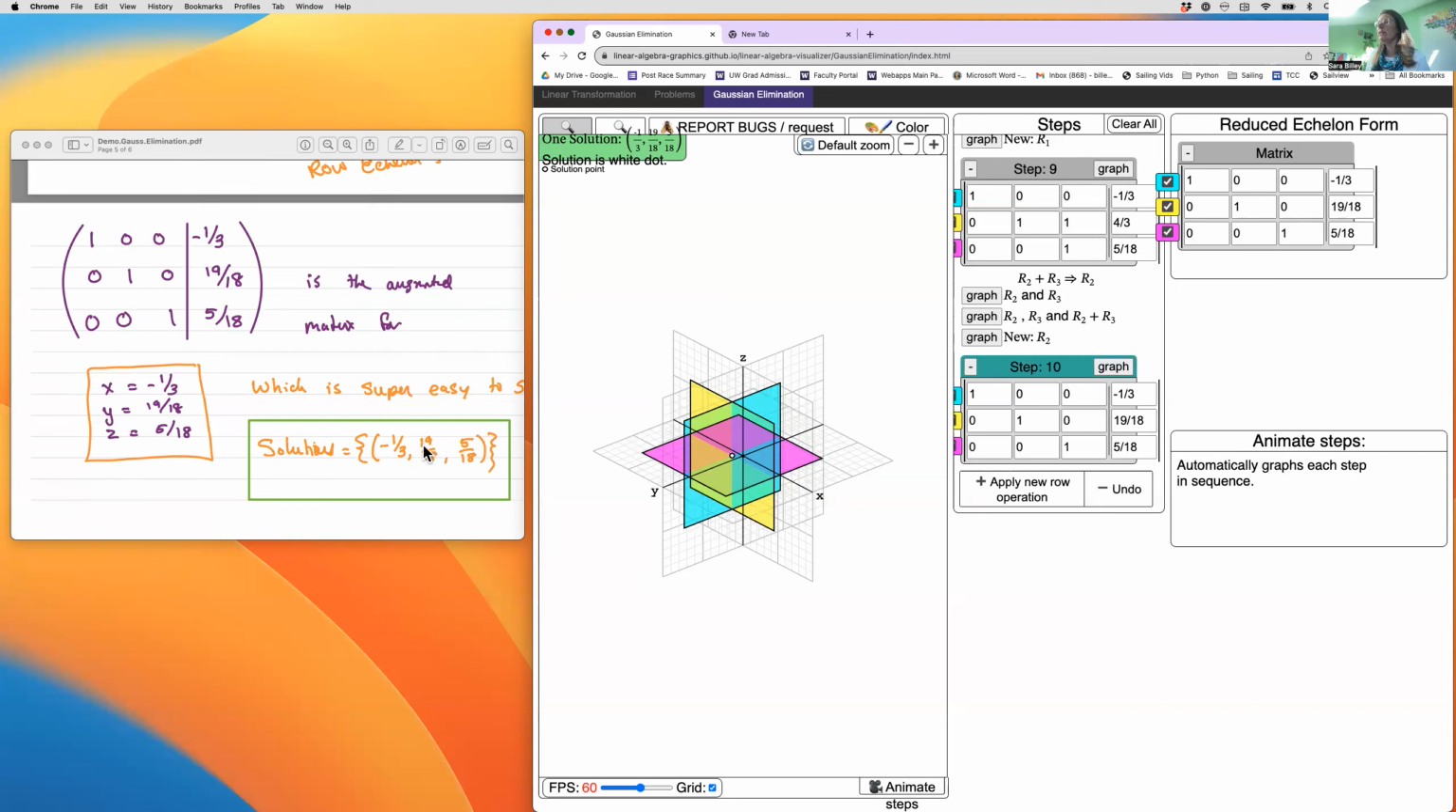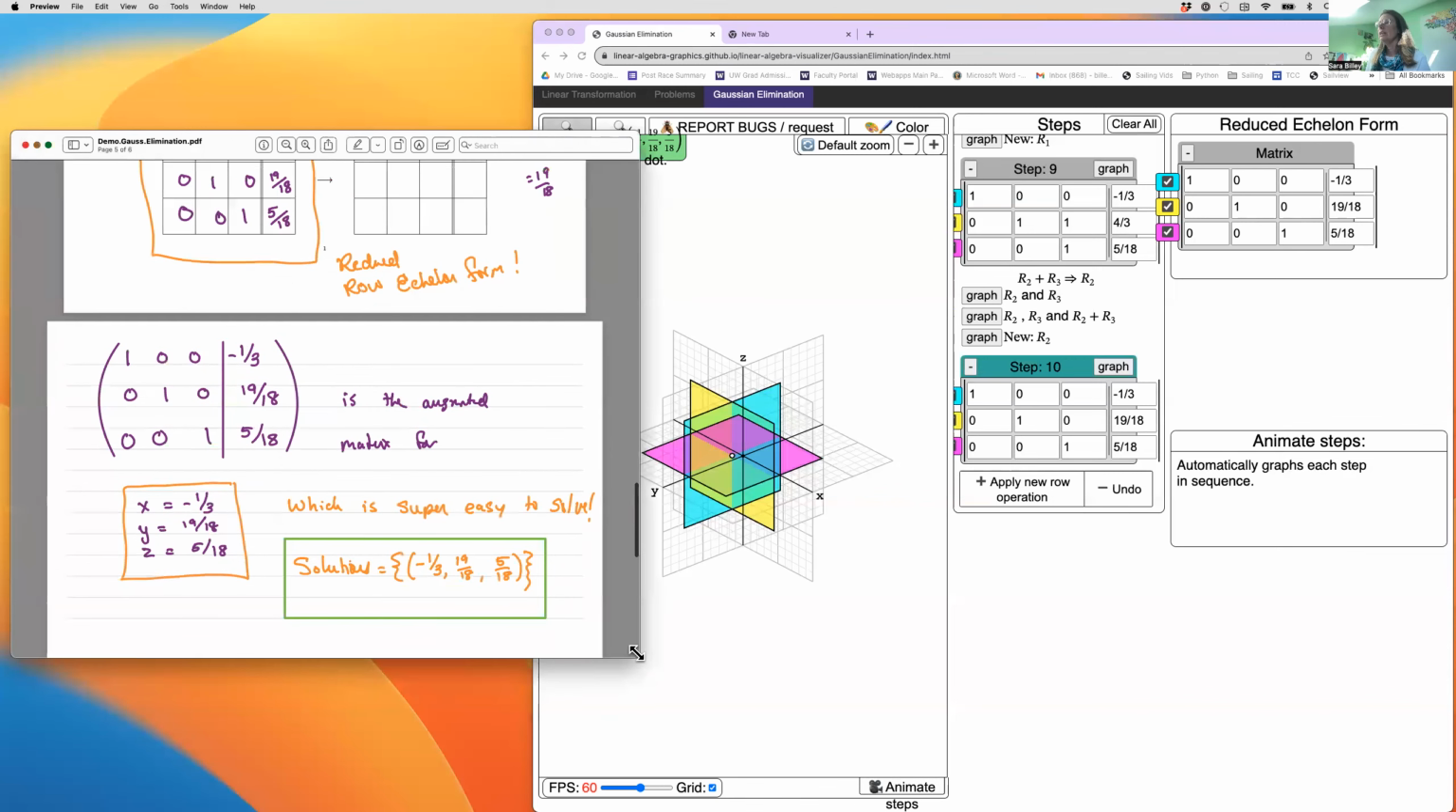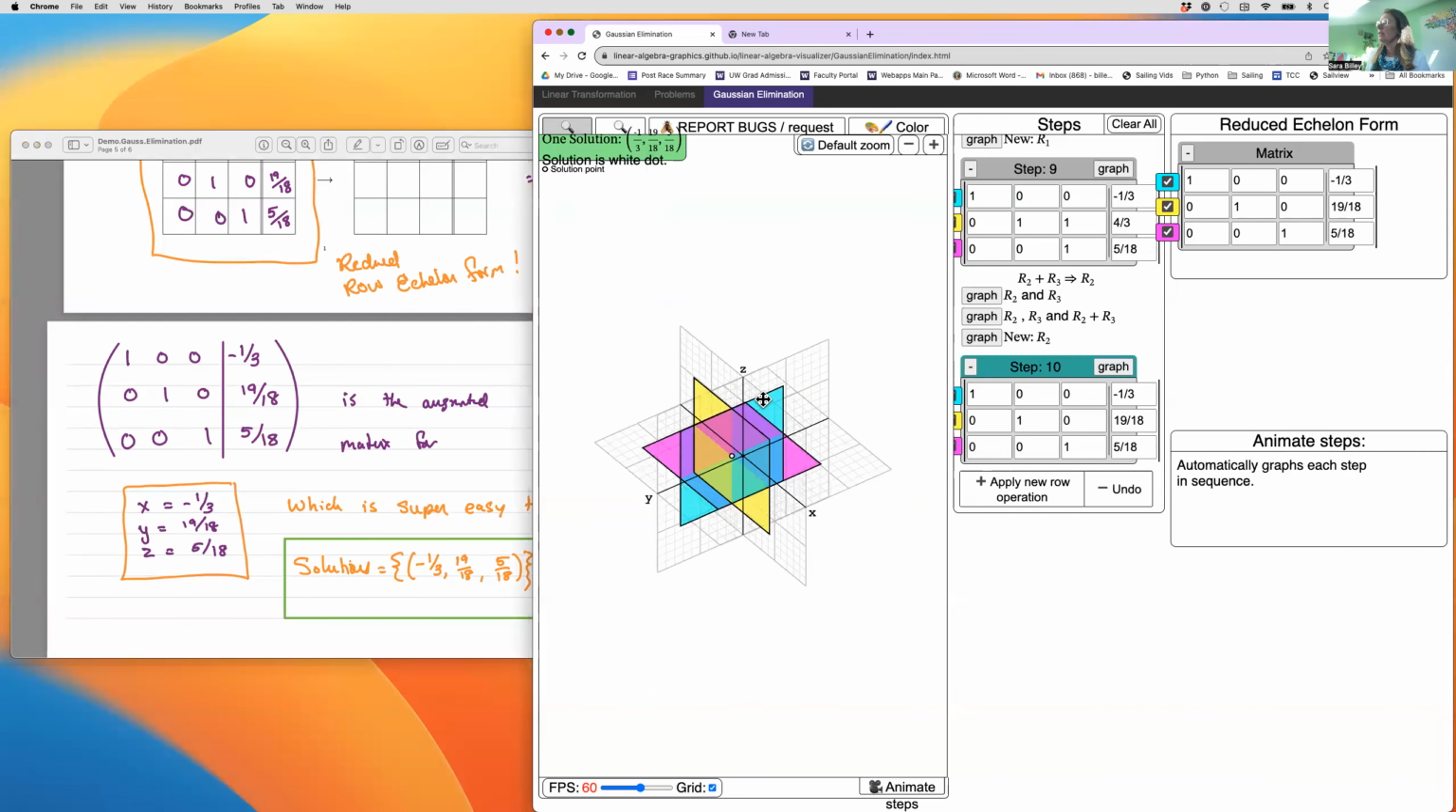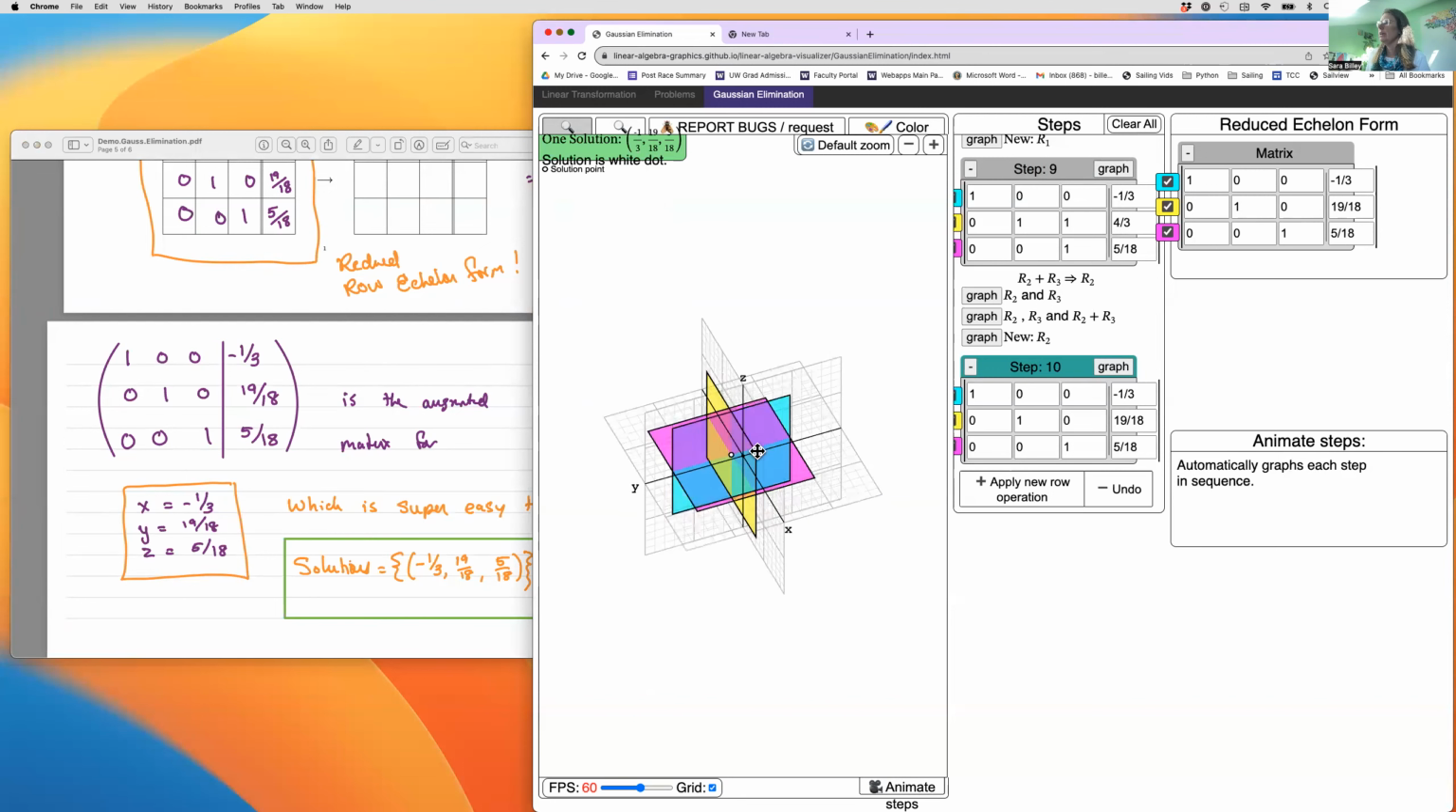So the solution set, in this case, is 1 point, and it's living in 3-dimensional space because there are 3 unknowns. So -1/3, comma 19/18, comma 5/18. That is that point of intersection of the hyperplanes, right around there. So hopefully you can see it and understand the process. Thanks for listening.